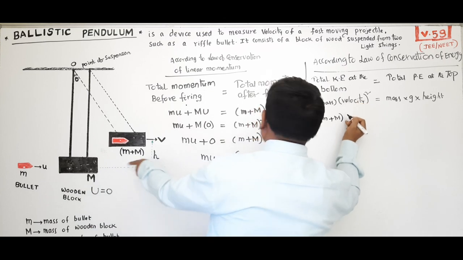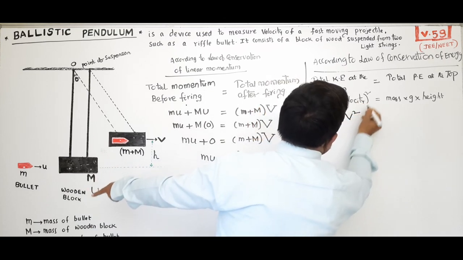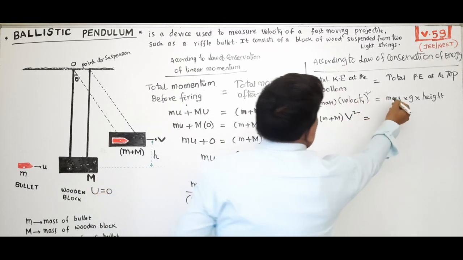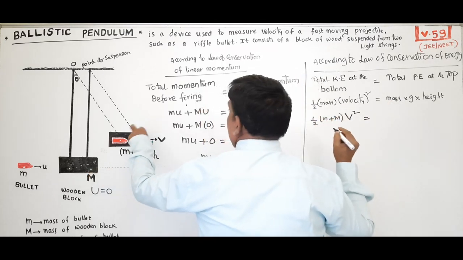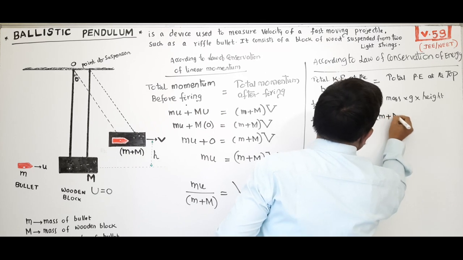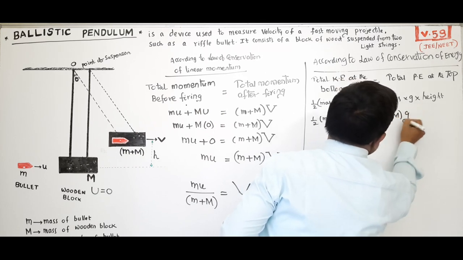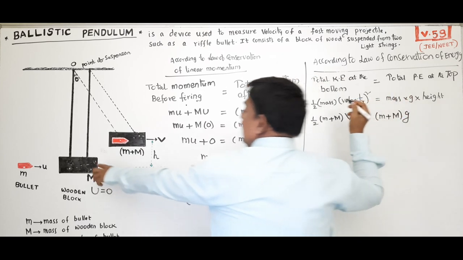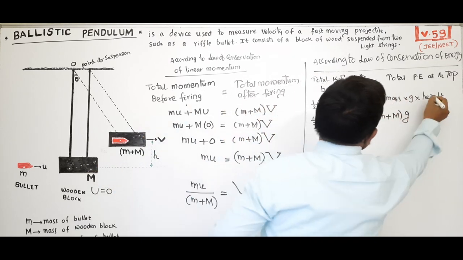Velocity is capital V. Both are having the same velocity. Velocity square. Mass. Now it rises to a certain height. Mass means small m plus capital M. g is acceleration due to gravity. Height. It rises to a certain height. Height means h.